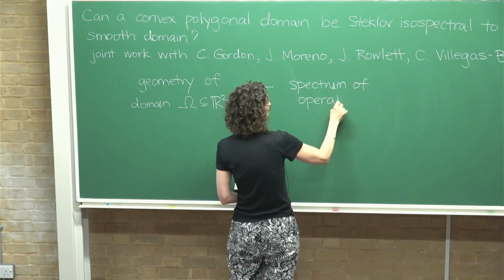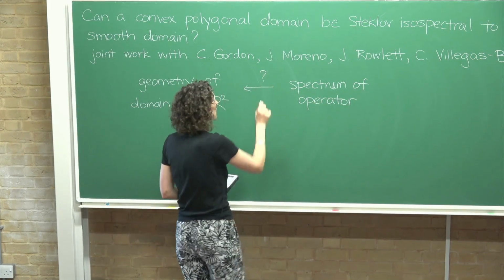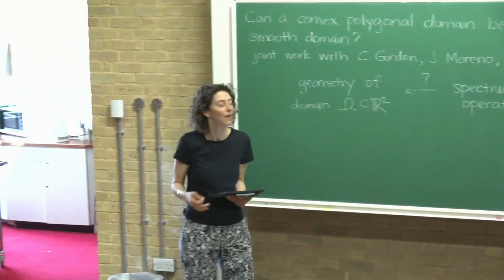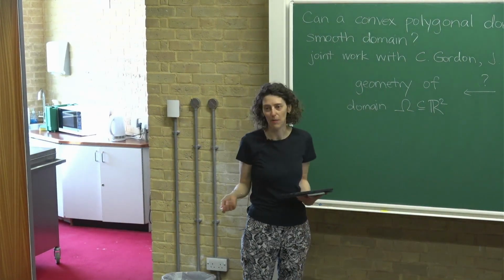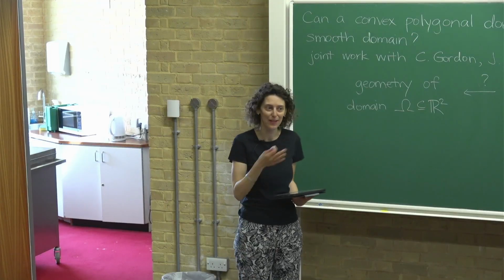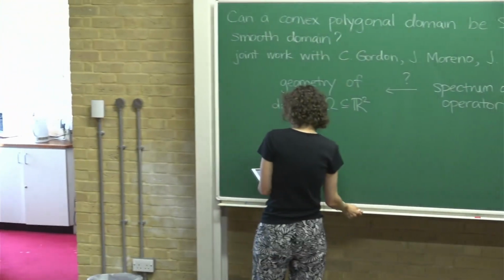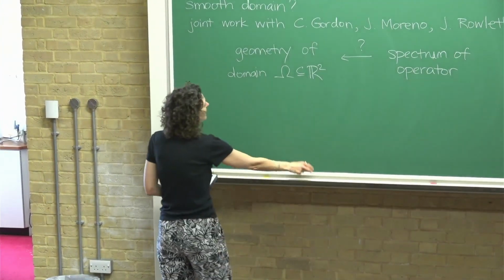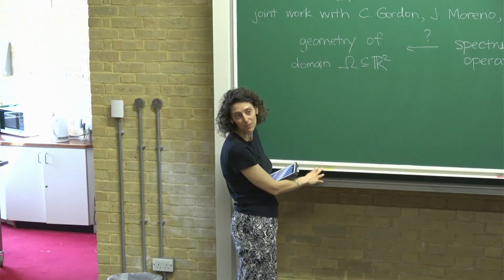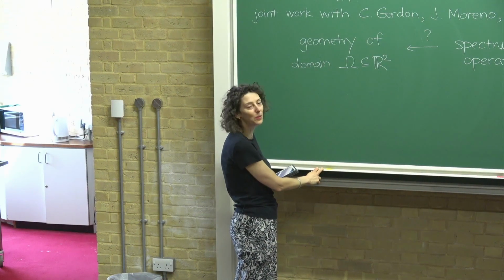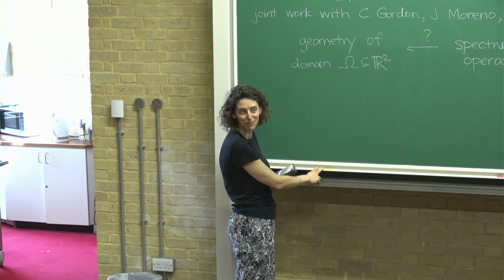And I will be talking about a couple of different operators, but the question is really, from the spectrum of some operator, what can you tell me about the geometry of that domain omega? That's our theme today with some particular questions. This is asking, is omega uniquely determined by its eigenvalues? That's my ideal, that's my goal. It won't always happen, right?